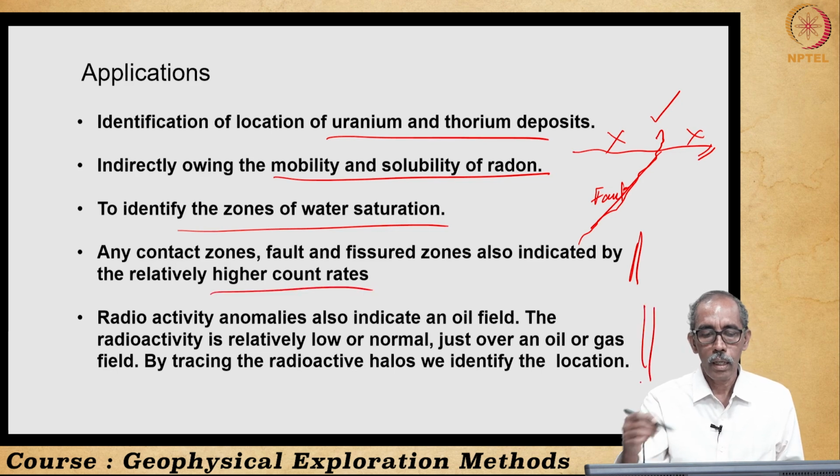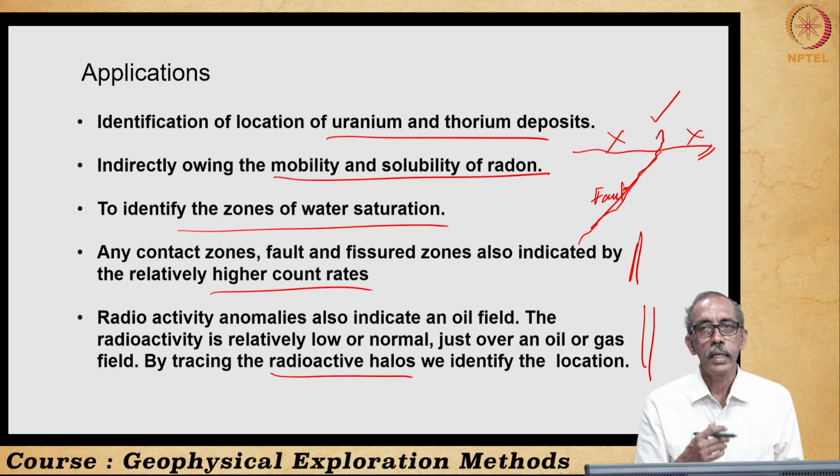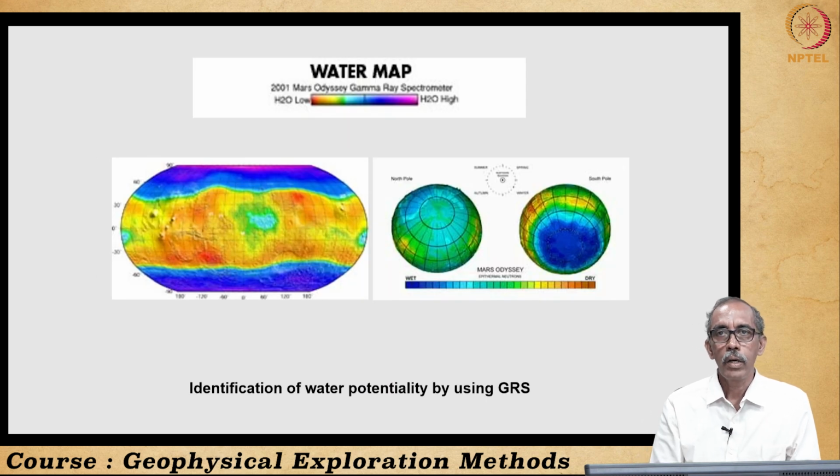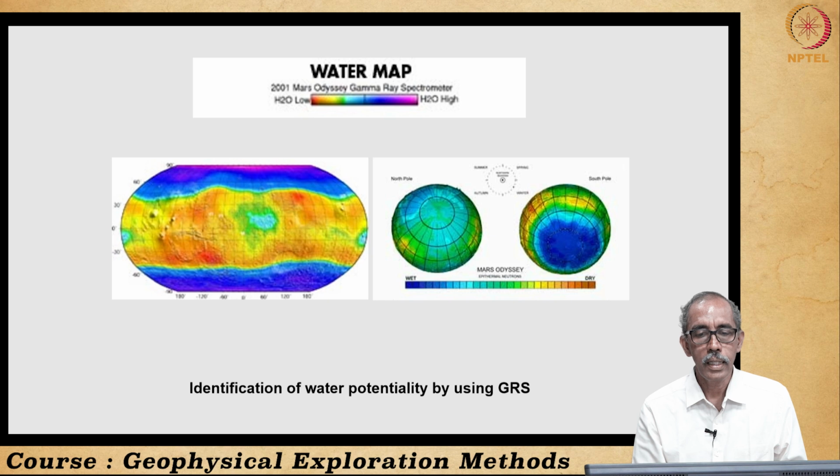Radioactive anomalies also indicate the presence of oil fields, and by tracing the radioactive halos, we can identify possible locations for oil exploration. And now I will come down to some specific case studies.